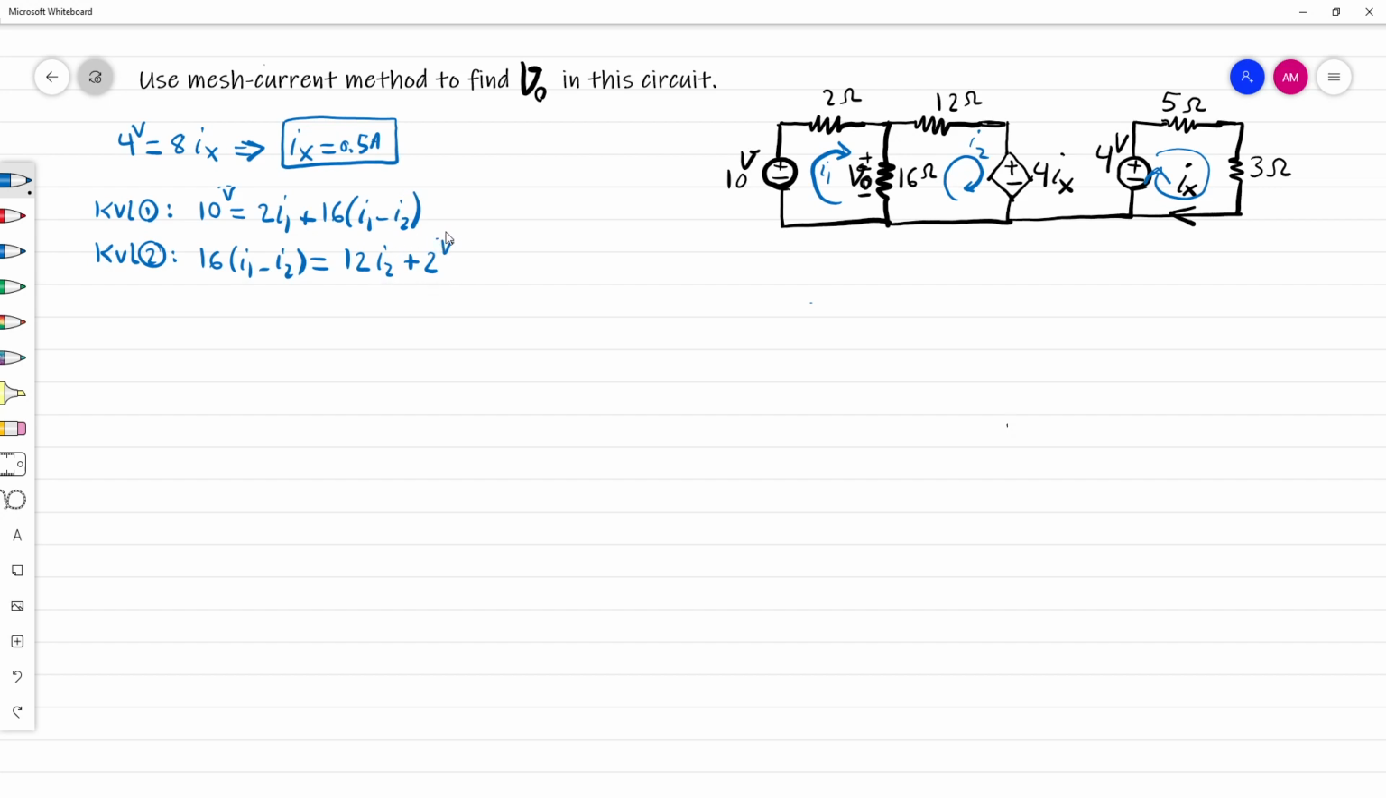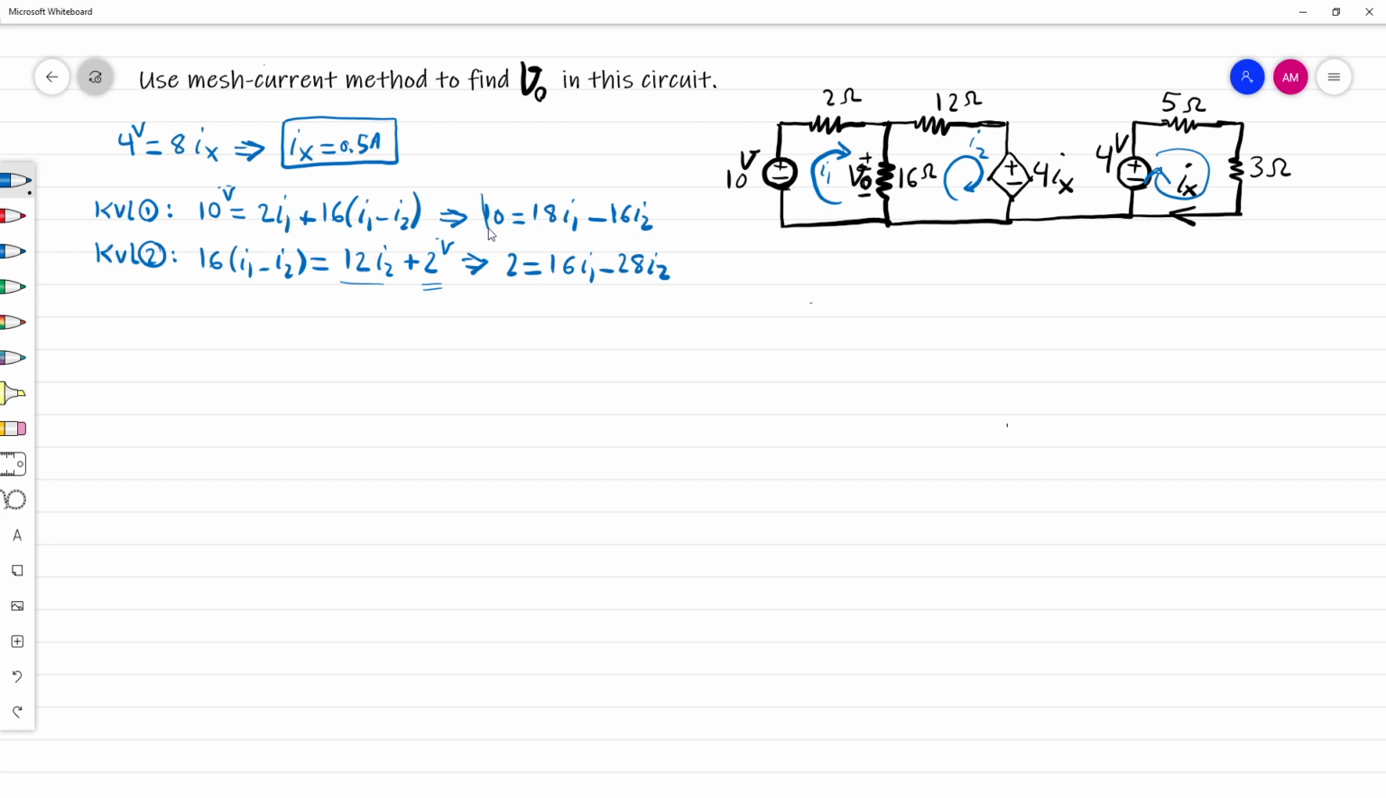Okay, so we have our two KVLs, and then we can simplify these two equations further. From here, we can say 10 is equal to 18 I1 minus 16 I2. And from this one, we have 2 is equal to, keeping the 2 here and moving 12 I2 to the other side, 16 I1 minus 16 I2 minus 12 I2, so minus 28 I2.